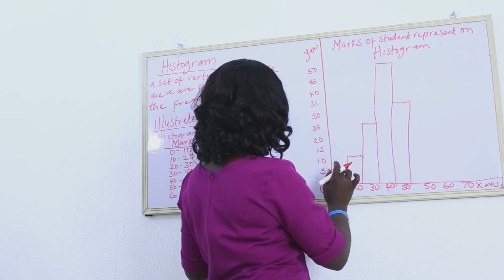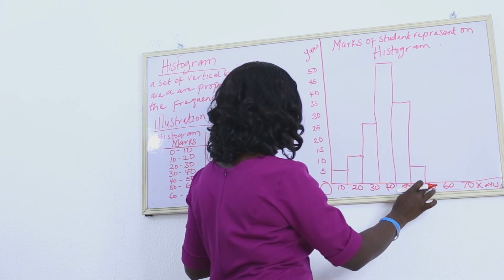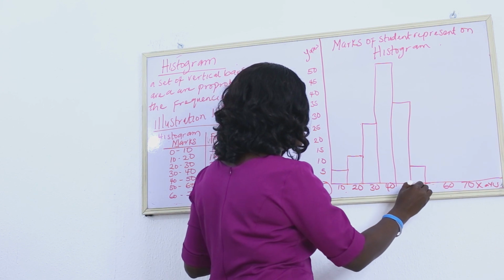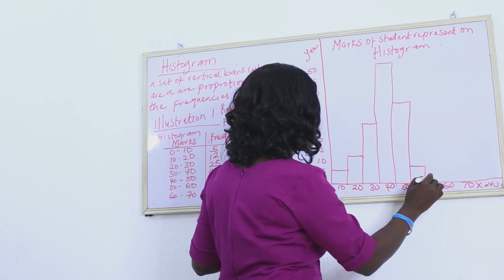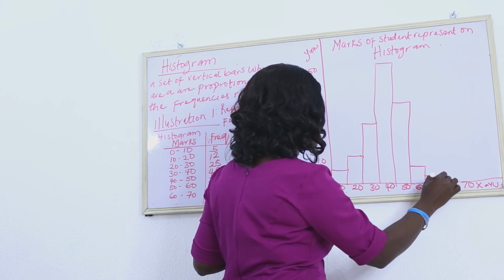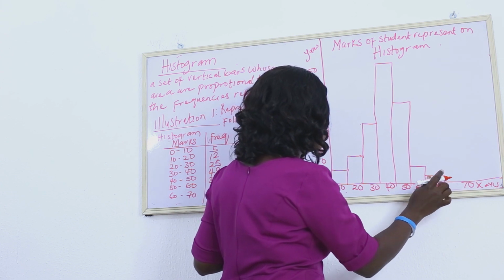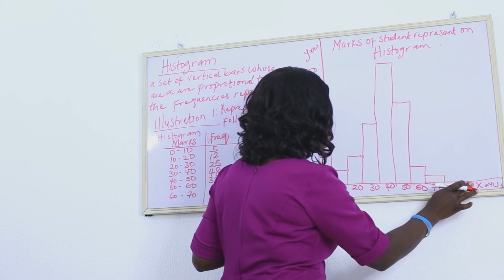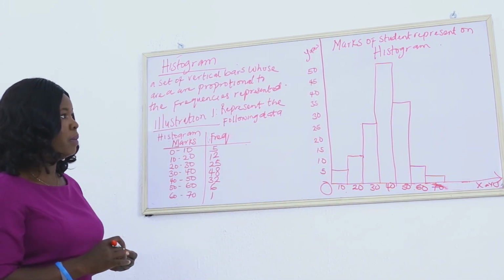50 to 60 is 6. 6 will be around this point. So I mark down and write 60. Then the last one says 60 to 70 is 1. So I write 70 here. And that completes it and gives me my histogram.